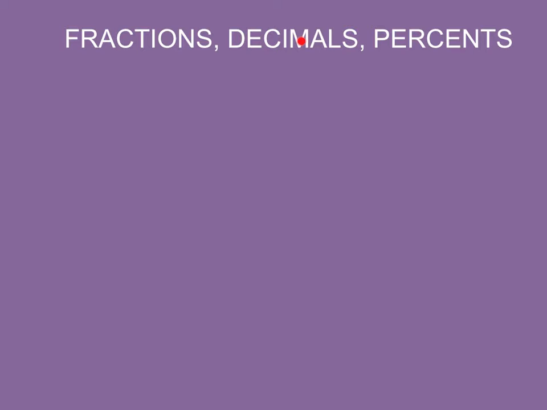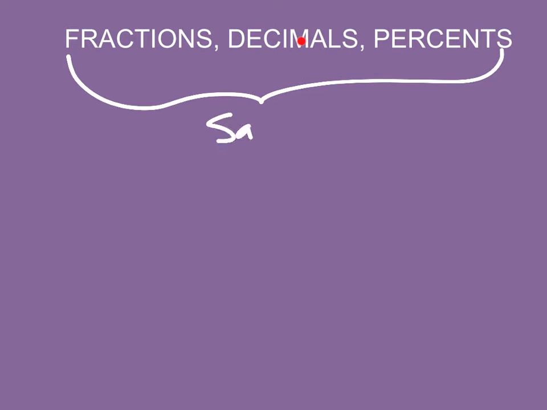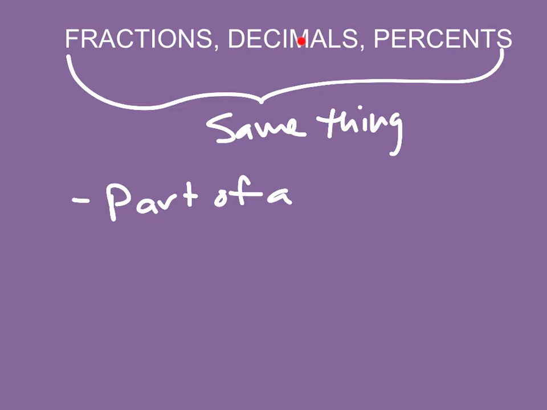Now, the reason why we're talking about all three of these concepts in the same video is because they all mean the same thing. They're just different representations of each other. A fraction, a decimal, and a percent can be considered as part of a whole. So what I want to do is talk about how we go from fraction notation to write it as decimal notation, then to percent notation.